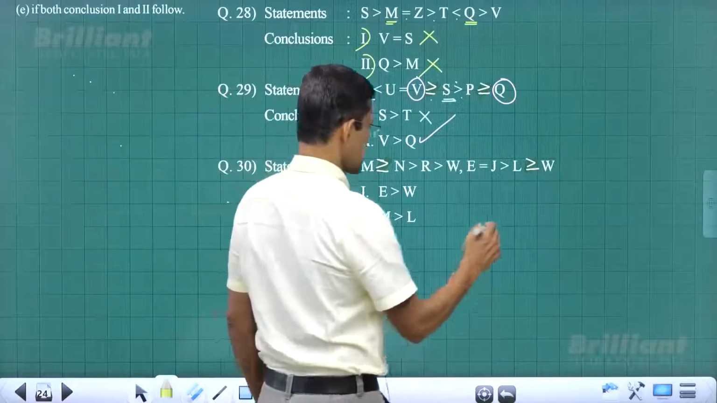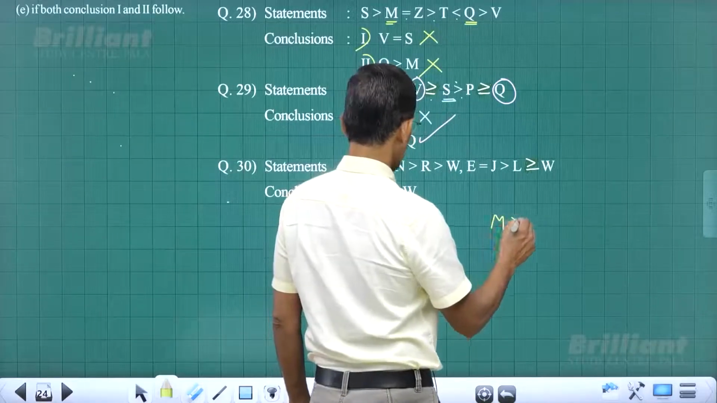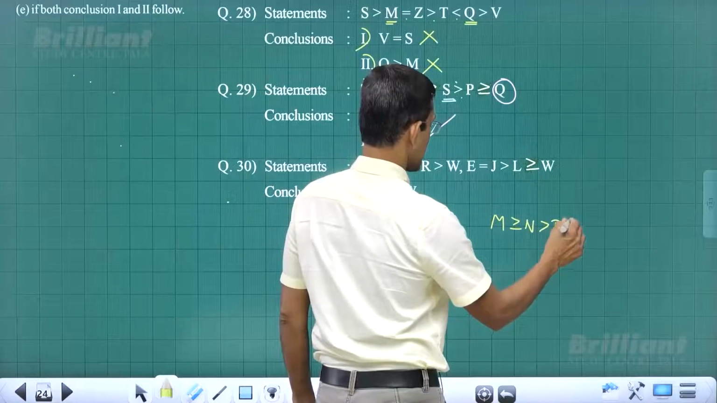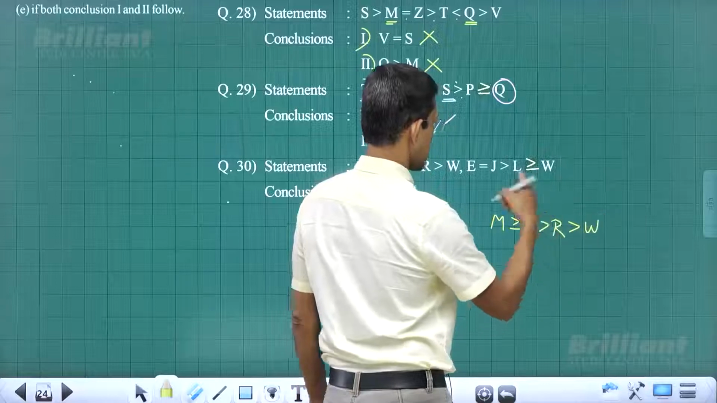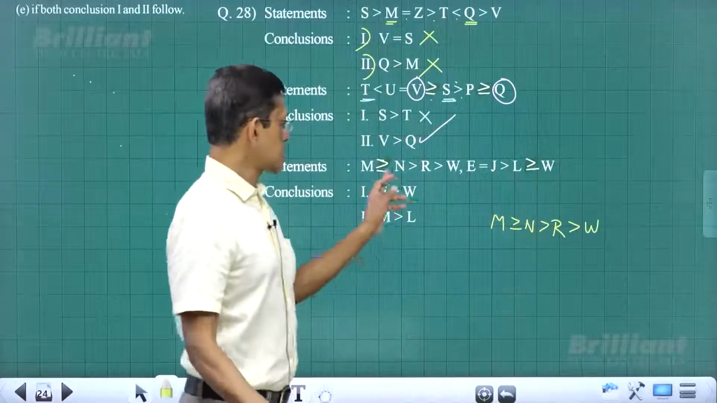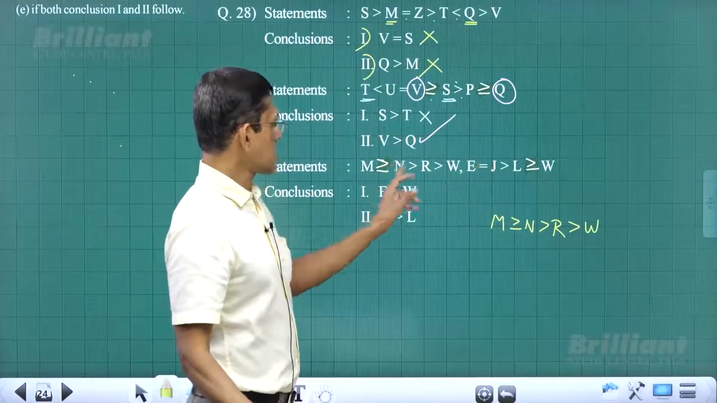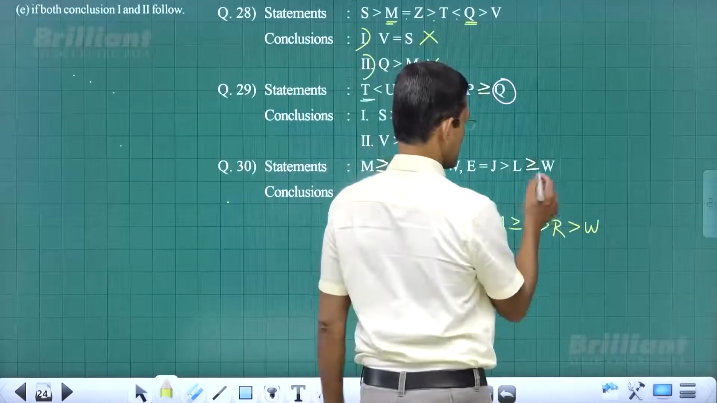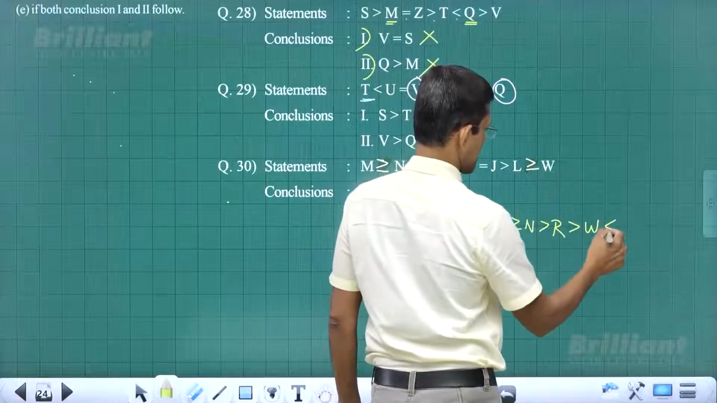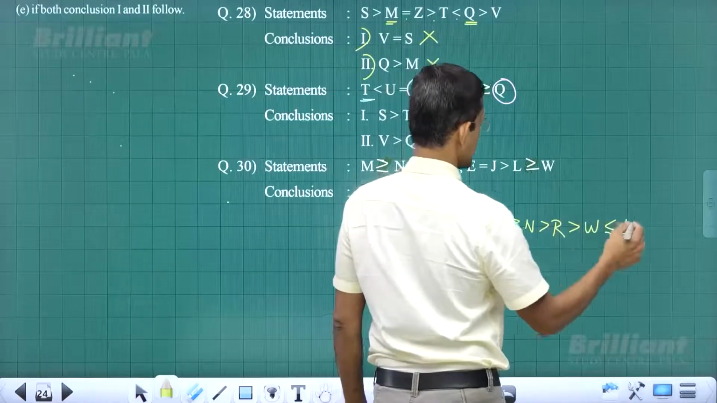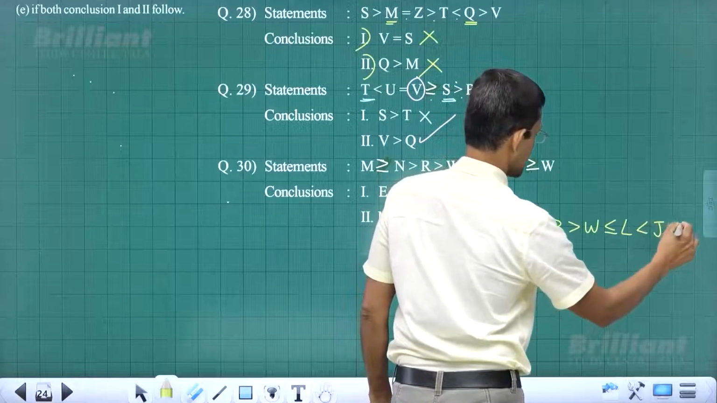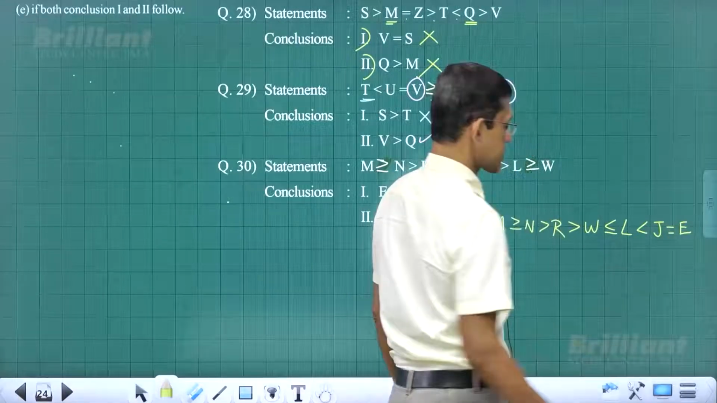So how do we combine it? M greater than or equal to N greater than R greater than W. Which is the common letter here? When you look at these two cases, the common letter is W. So here we have W. W must be combined with W less than L, and L is less than J, J is equal to E. So this is the combined form of the statement.